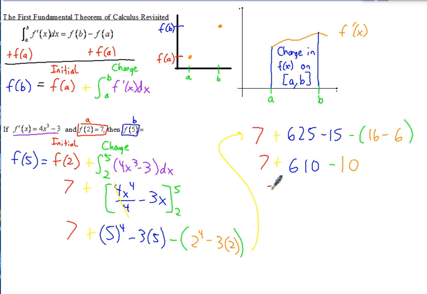Now I could have added the 7 in earlier, but I kept it separate so you can see the two parts of what we found here. The 7 here represents the initial y value, and we just figured out by taking the definite integral from 2 to 5 of the derivative, 600 is how much the original function changes by on that interval from 2 to 5. It increases by 600 since we got a positive 600. If we had got a negative number, that would indicate how much it decreases by. So our y value, f of 5, is equal to 607.